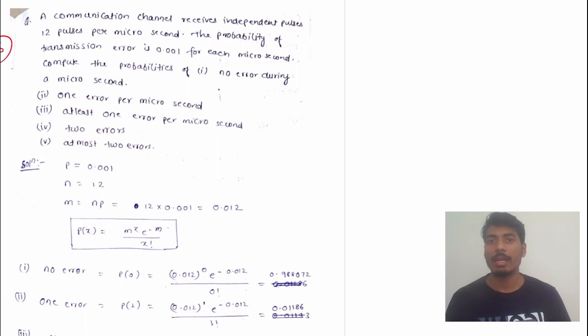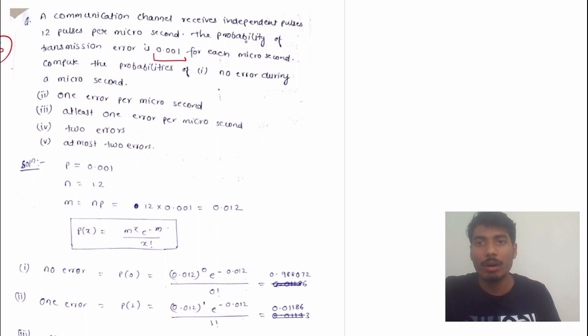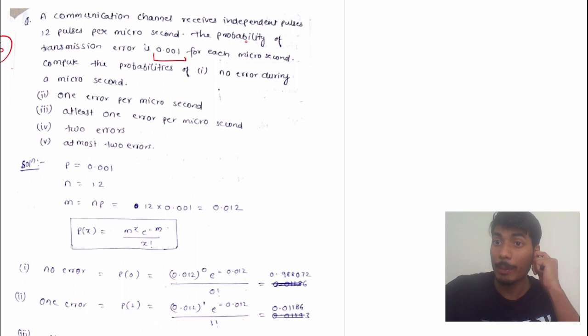A communication channel receives independent pulses, 12 pulses per microsecond. The probability of transmission error is 0.001. See, the probability of transmission error is a very small number. N is how much? 12 pulses. N is 12. If you compare 0.001 to N, it is very small. So indirectly they said in the question to use Poisson distribution.